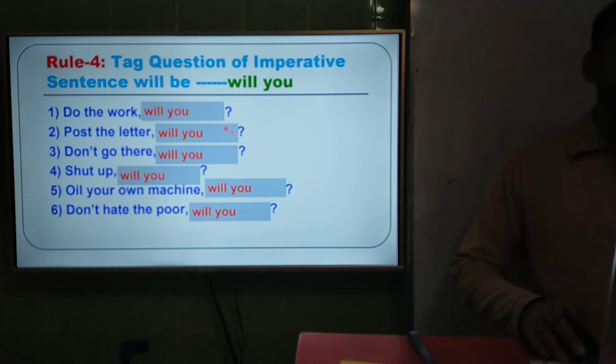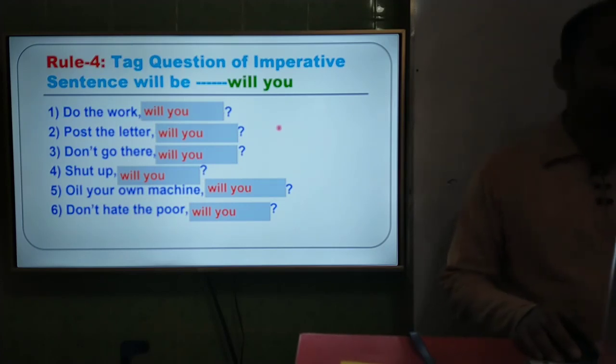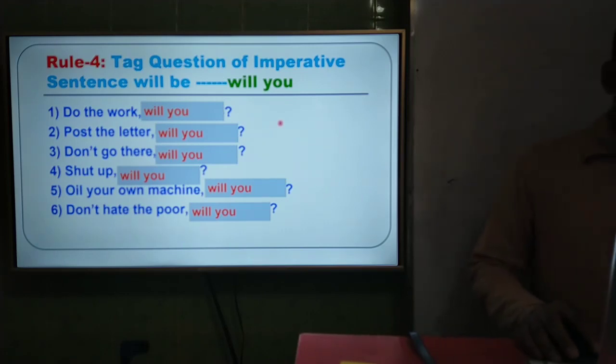So you have to recall, that means you have to remember that all the time. If you get any imperative sentence, the answer will be "will you". Now I will go to the next rule of tag question.